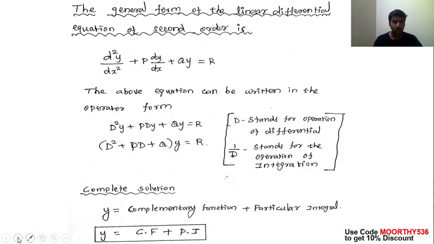The complete solution of the differential equation is y equals complementary function plus particular integral. Here the complementary function is the solution to the LHS of the given differential equation, and the particular integral is the solution to the RHS of the given differential equation. In this equation, capital D stands for the differential operator. When you get D, it indicates differentiation one time with respect to x. 1 divided by D stands for the operation of integration.